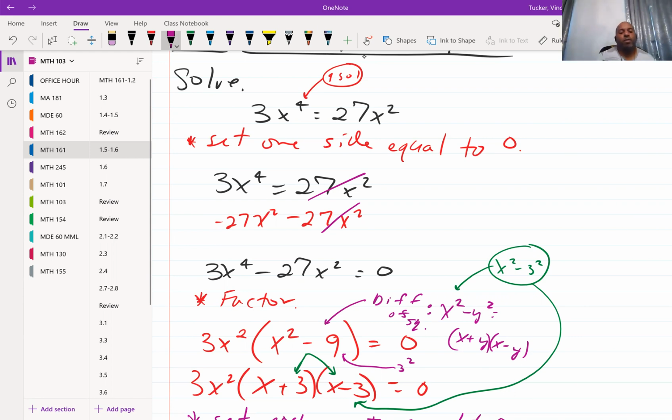Factoring out 3x squared from each term will give us 3x squared times x squared minus 9. And then x squared minus 9 is the difference of squares. So that's what I wrote right here. So the x squared minus 9 breaks down to x plus 3, x minus 3.